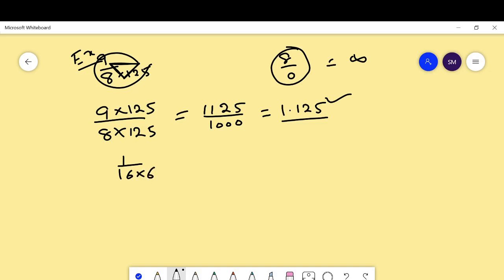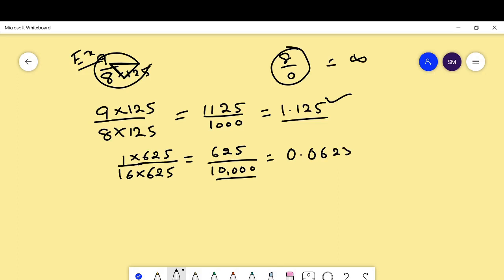Then multiply by 625. When we multiply by 625, you must multiply the numerator by 625 otherwise the value will be changed. This is 625 upon 10,000. Then how many zeros are there? There are 4 zeros. Then we must have 4 numbers after the decimal. Then 625 upon 10,000 can be converted into decimal form 0.0625. This is the decimal representation of 1 upon 16.